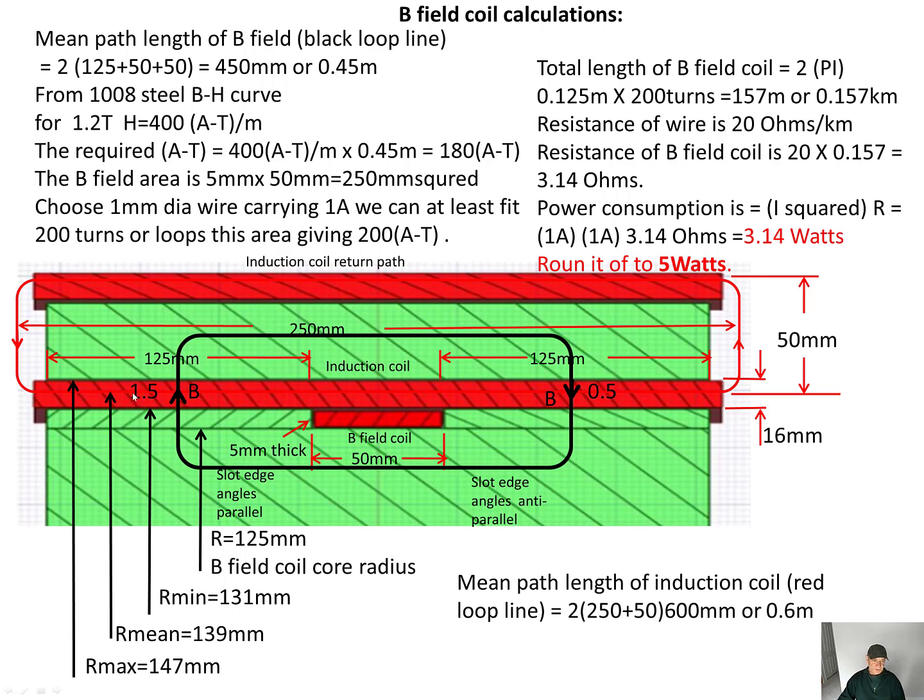Now for the induction coil, it's 125 millimeters up to the bottom of the B field coil. It's 131 millimeters to the bottom of the induction coil, and 147 to the top, which makes the width about 16 millimeters. The midpoint is about 139 millimeters.